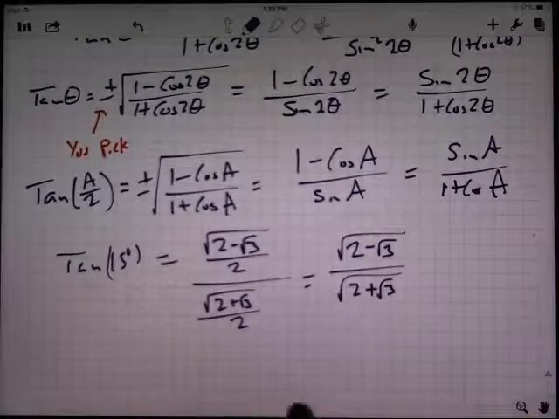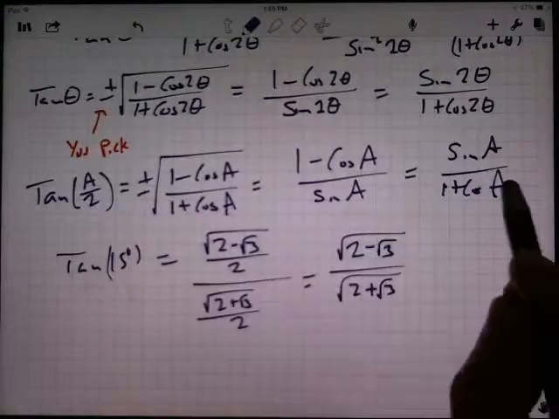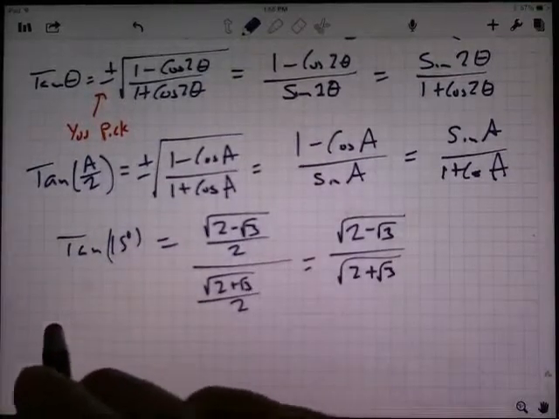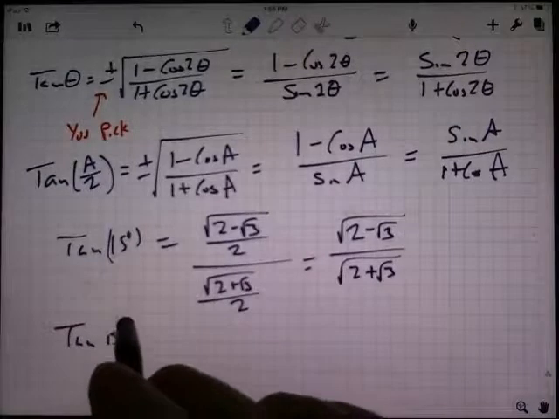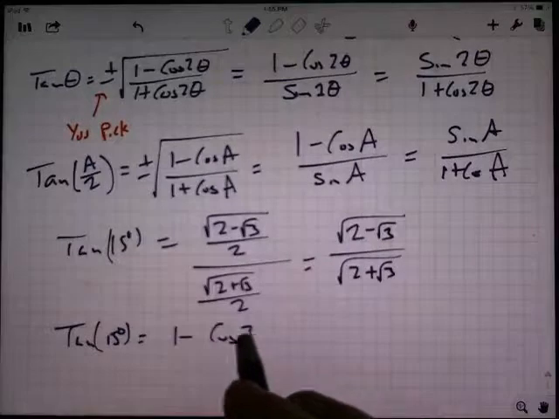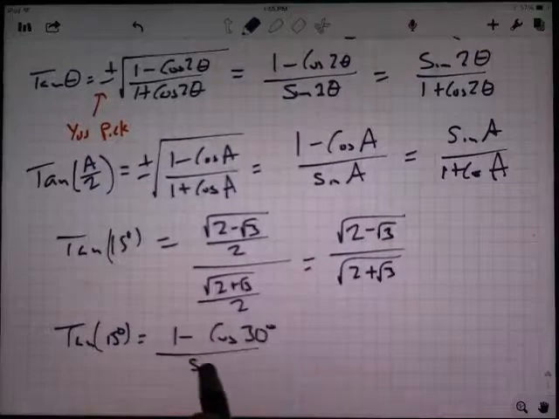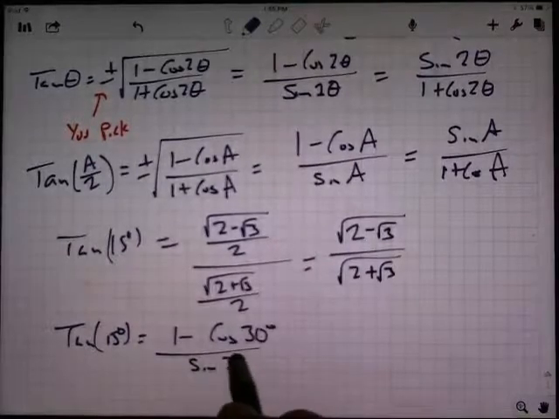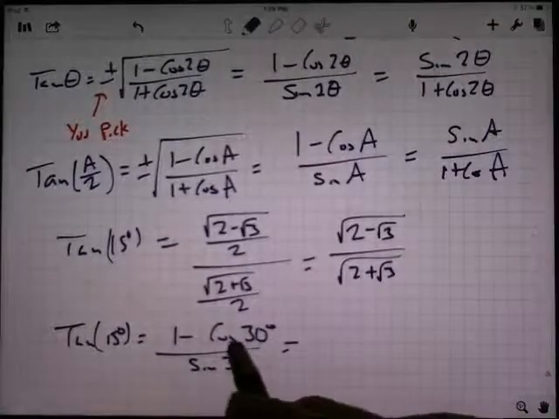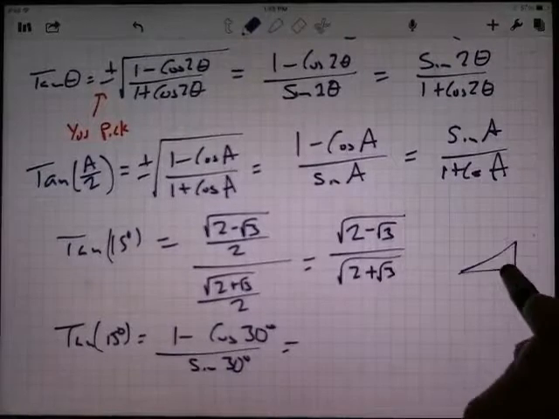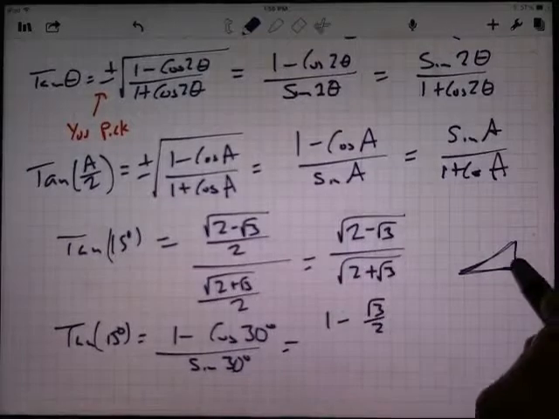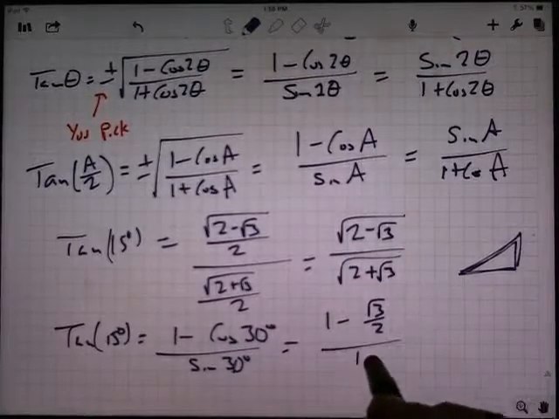However, I think I can get a little bit nicer by actually using one of these things. I'm going to use this one. I could also say that the tangent of 15 degrees is 1 minus the cosine of 30 degrees over the sine of 30 degrees. And these are nice numbers. Cosine of 30 degrees, right? Cosine radical 3 over 2. Sine of 30 degrees is a half.